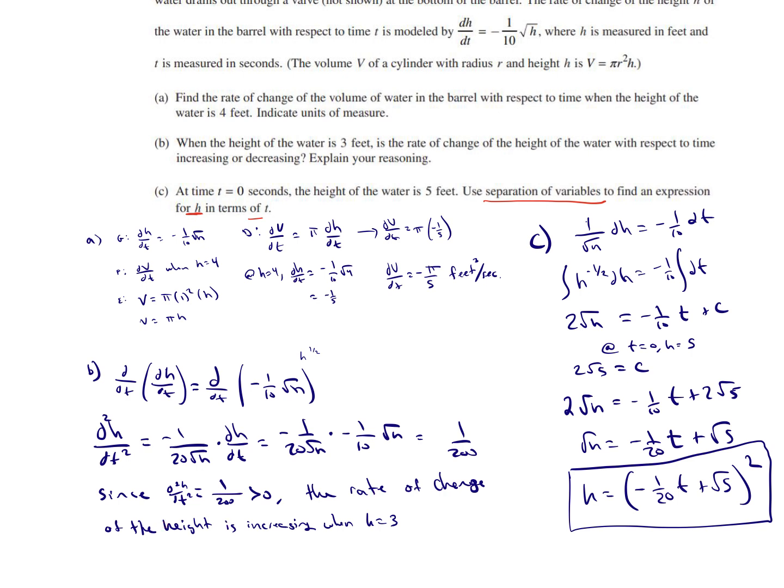Part C, time equals 0 seconds. The height of the water is 5 feet. Use separation of variables. Ooh, there's like a hint for you. This is like I'm solving a differential equation to find an expression for h in terms of t. So I'm going to separate the dh dt, 1 over root h on the left, negative 1 with the constant and the dt. Integrate both sides. Plug in, solve for c, solve for h. And that's that one. So try it.